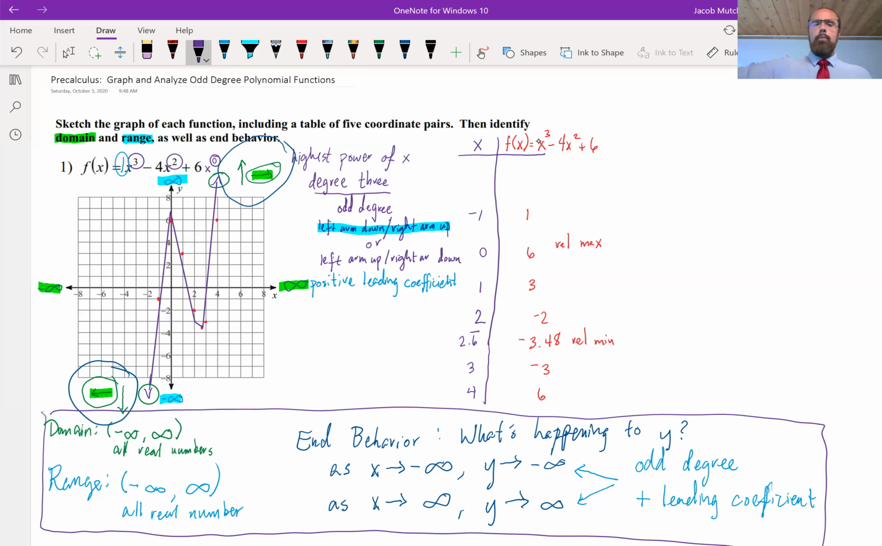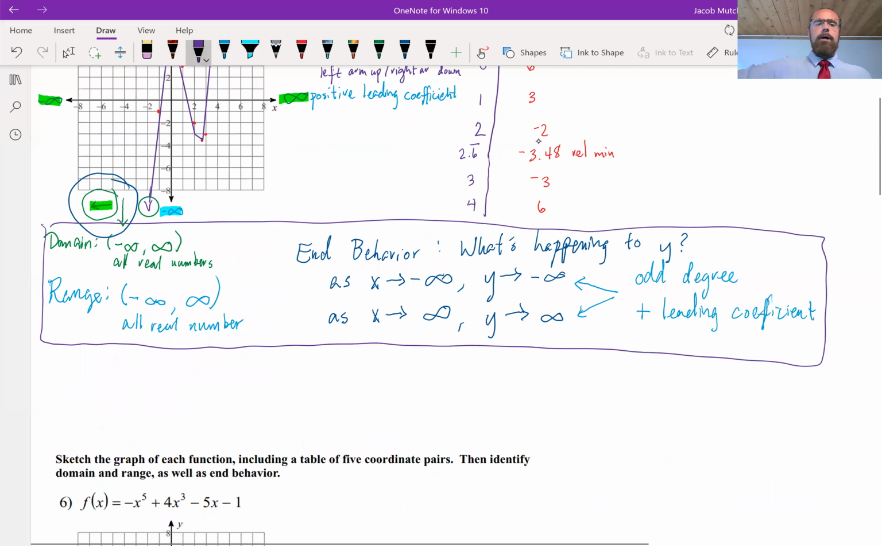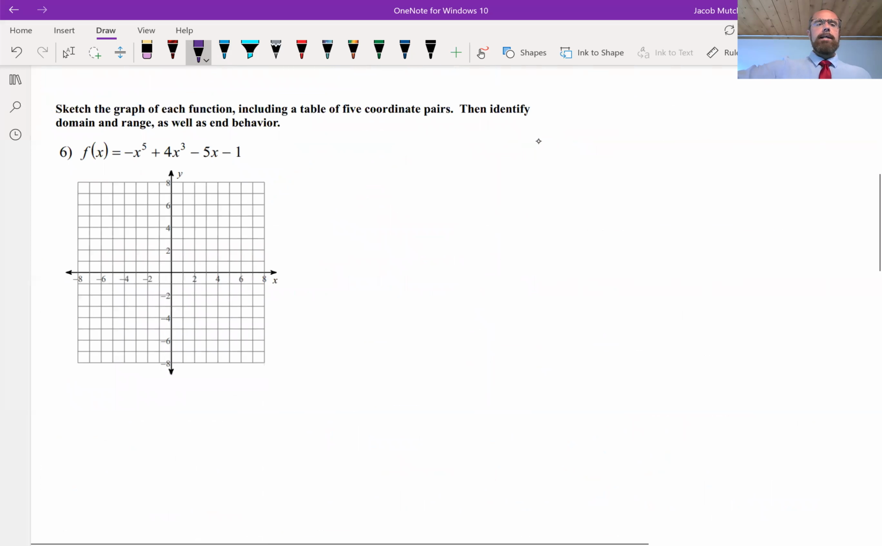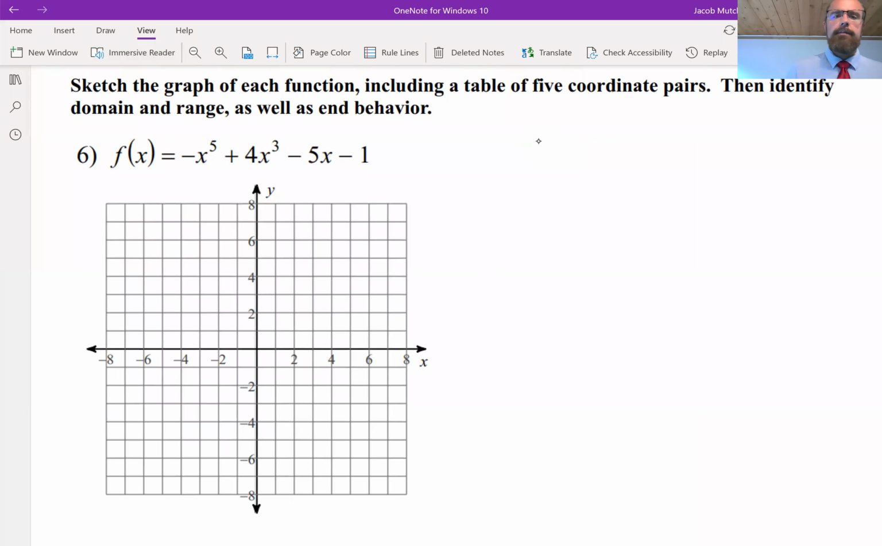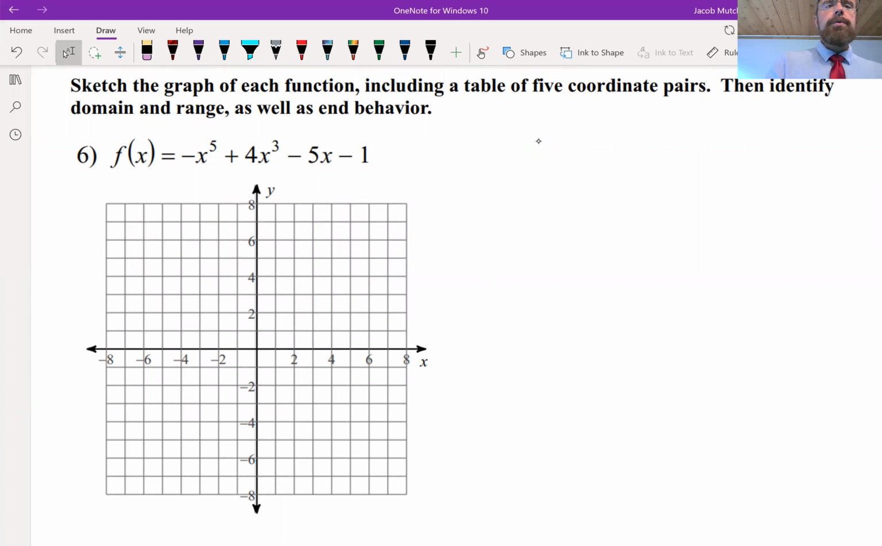Well, let's take a look at one other odd degree polynomial. So here we have negative x to the power of 5 plus 4x cubed minus 5x minus 1. We'll start with our predictions. So our predictions, again, are based on two things that we notice. So the first is the highest power of x. So we're looking for the degree.